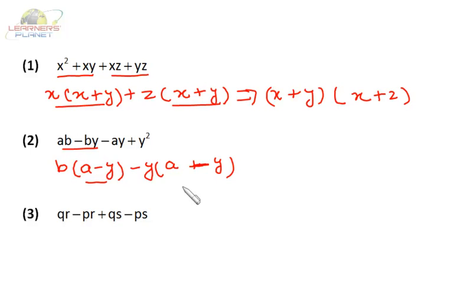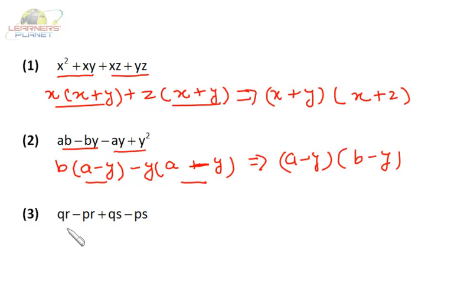I'll be getting minus y. Now we see a minus y over here and over here. So I can take a minus y as HCF, or I can take it as common. Now I'm left with b minus y. So a minus y and b minus y are the factors of this expression. We have grouped ab minus by and ay plus y square. Isn't it so easy? It is just a two-step factorization.